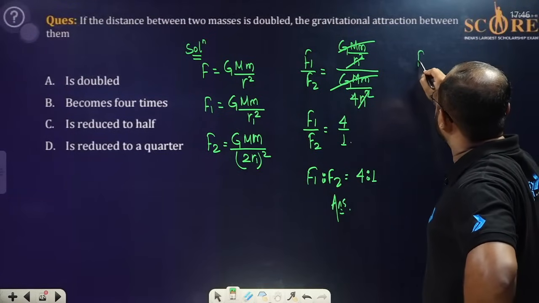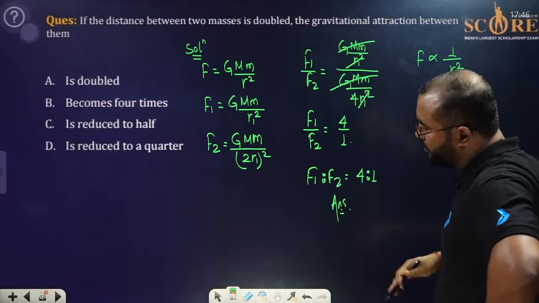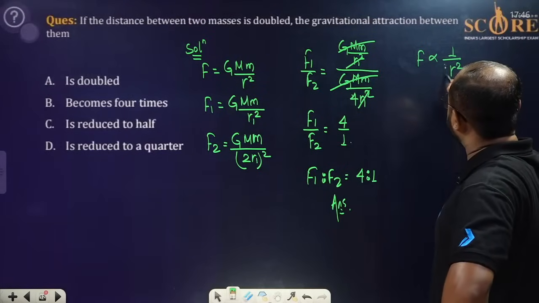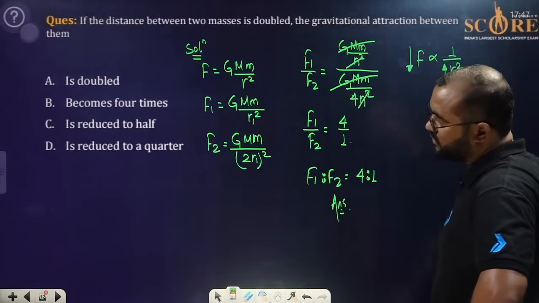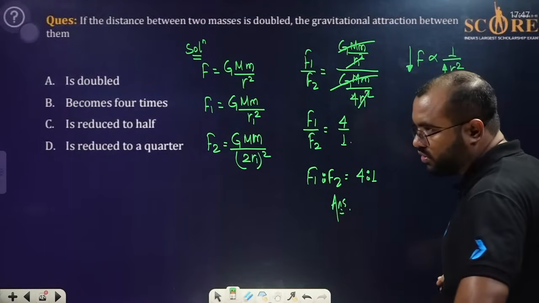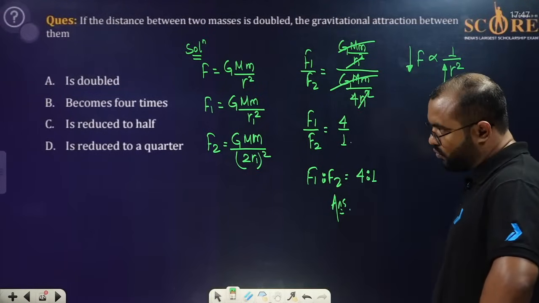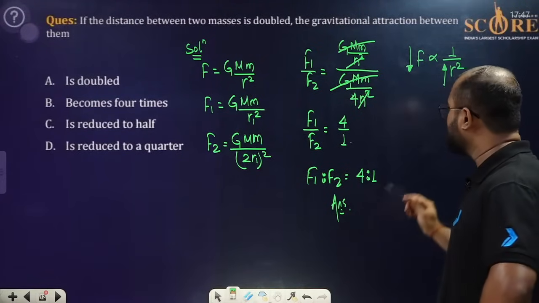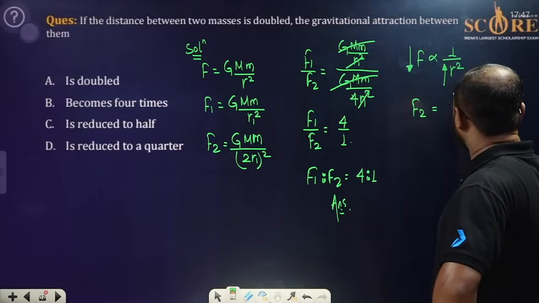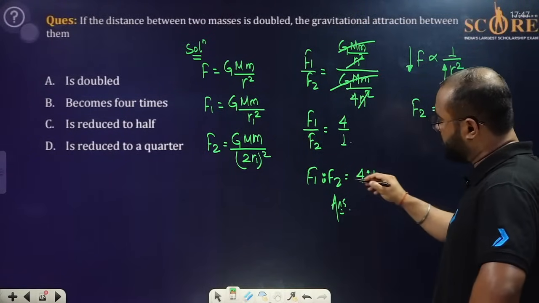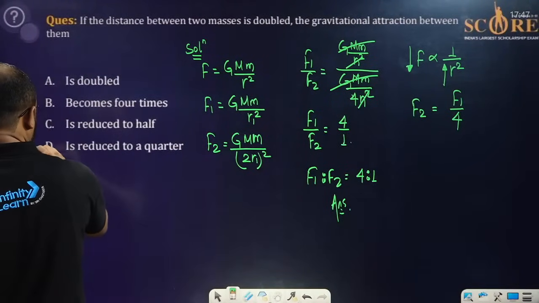We are interested in F1 by F2. Suppose F is inversely proportional to the distance square, in simple words. So if the distance is increasing, which we are saying is getting doubled, the force will be decreasing. Getting my point? This is what will be happening, everyone. There is no issue in that. Now, as you can see, F1 is to F2 equals 4 is to 1. What we have to find is the changed force, that is F2. So F2 will be one fourth of F1 according to this.